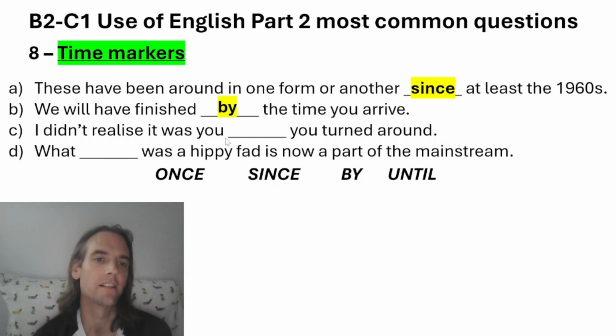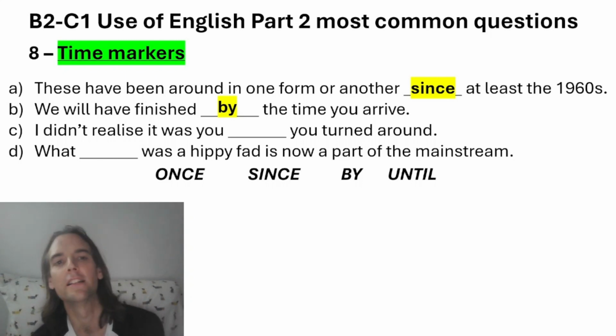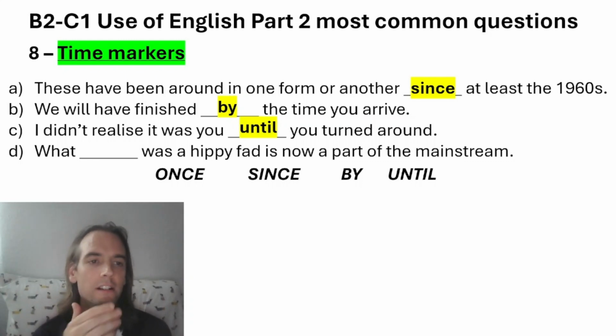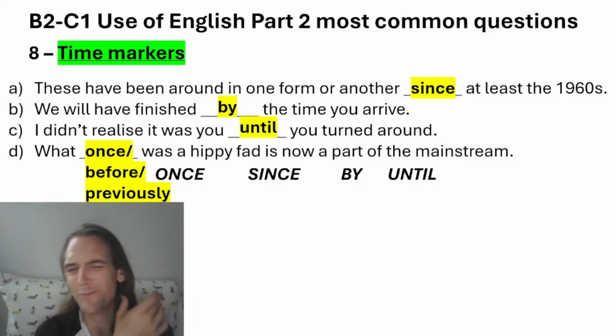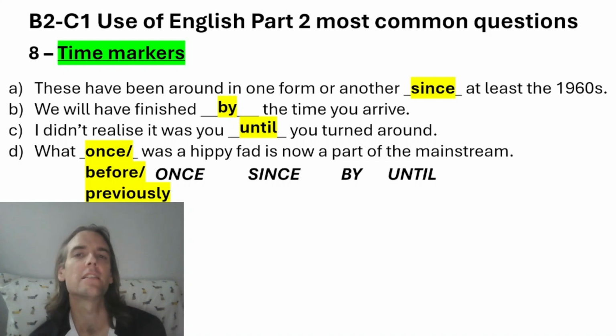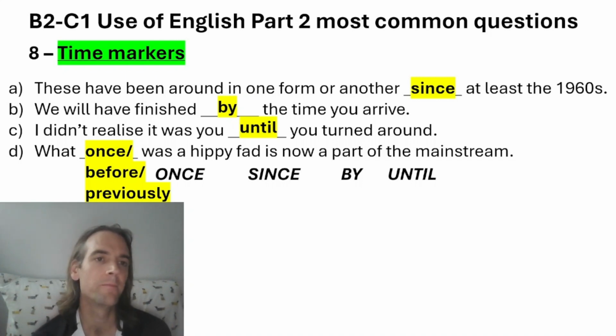B is by the time. This will have happened by this time. They're like marking when it will have happened. C, context of the sentence. I didn't realise until you turned around. And D, once is a nice answer. There are more possibilities as well, but once is probably the most elegant answer. What once was this is now this. What previously was. Okay. So there we go.